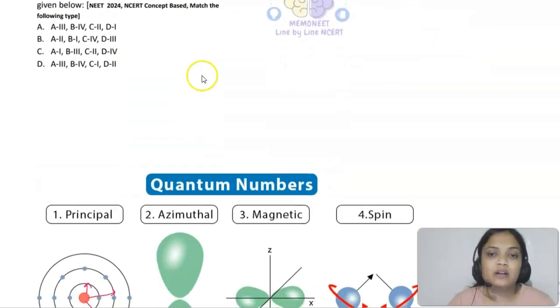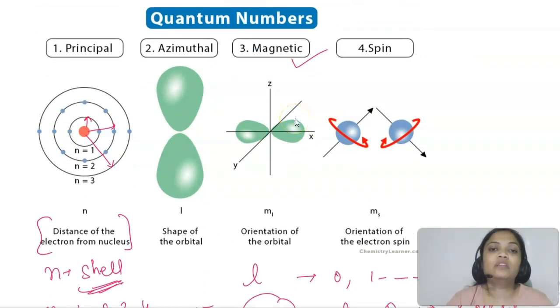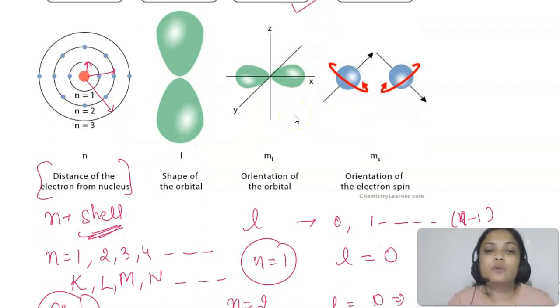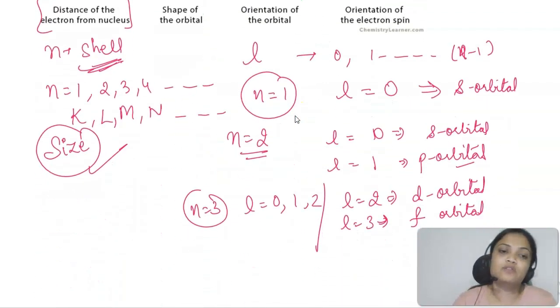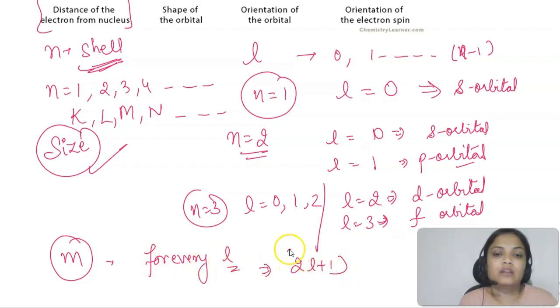Now let us come to the next one, which is the magnetic quantum number. Now these orbitals have different orientations in space. So if we get to know about the orientation of the orbital, that will be told to us by the magnetic quantum number. Now for every value of l, we can say that there are 2l plus 1 values of m.